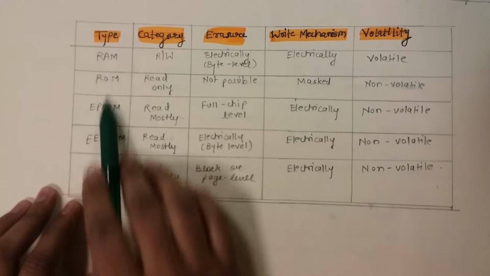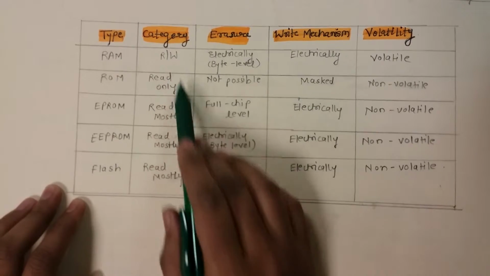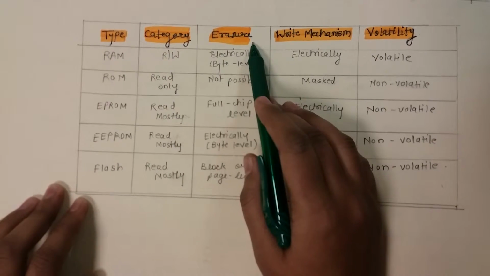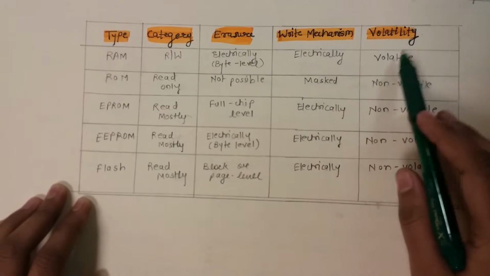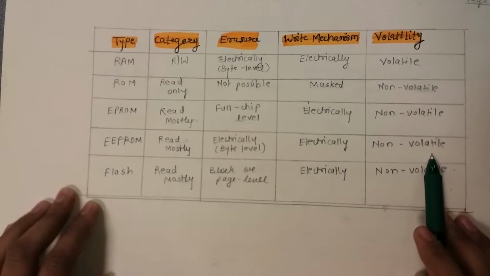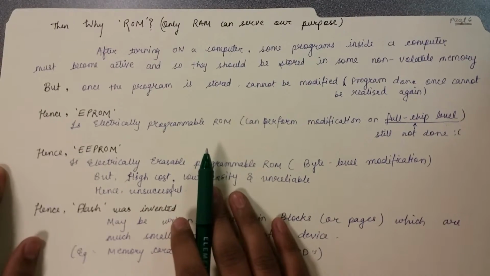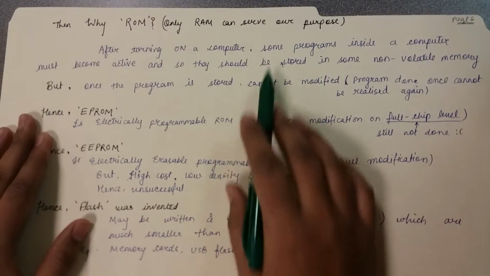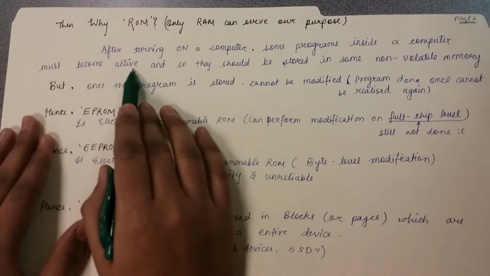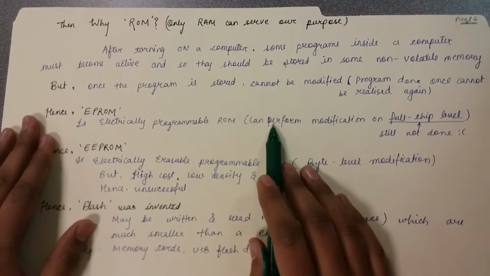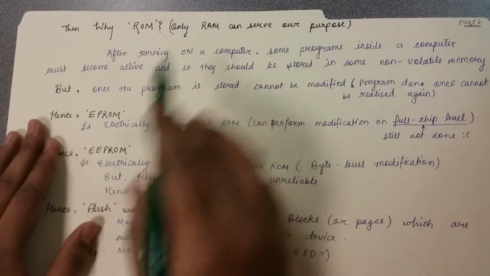Herein, I have tabulated various types of memories and their characteristics, as in the category, whether they are read or write, the erasure or modification system that they follow, the write mechanism, and whether they are volatile or non-volatile in nature. So why do we need a ROM when we have RAM that can serve our purpose? Basically, after turning on the computer, after booting a system, there are some programs inside the computer that must be active, and so they should be stored in some non-volatile space. And hence we need ROM, because RAM is volatile, as we have seen in the table.